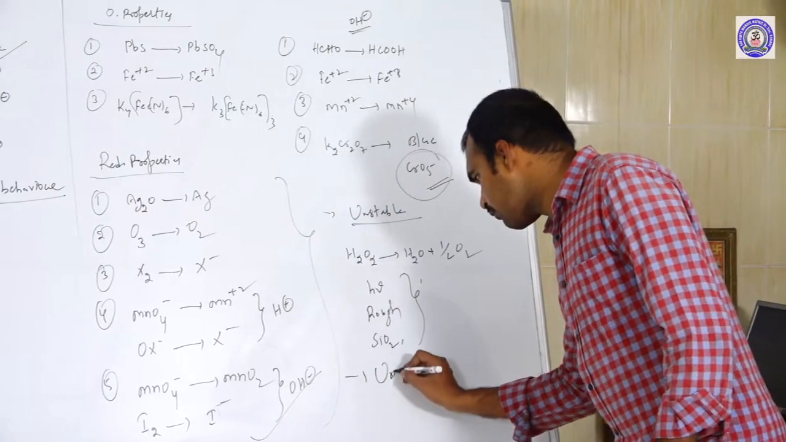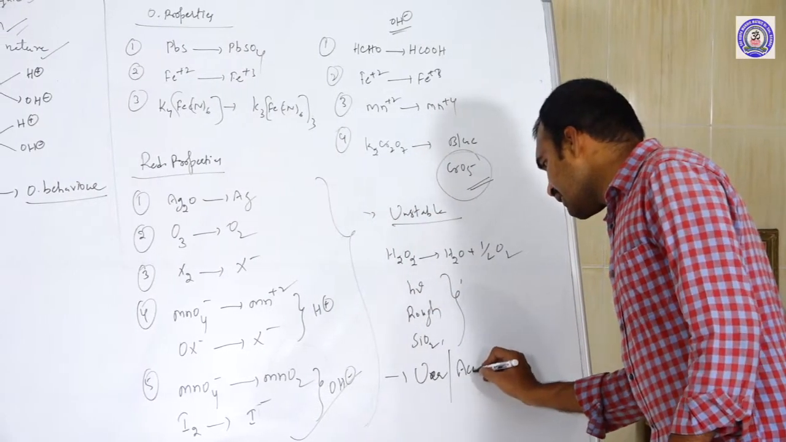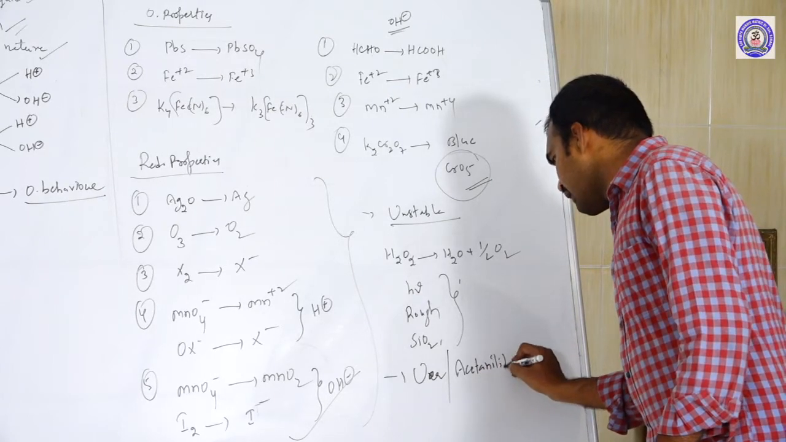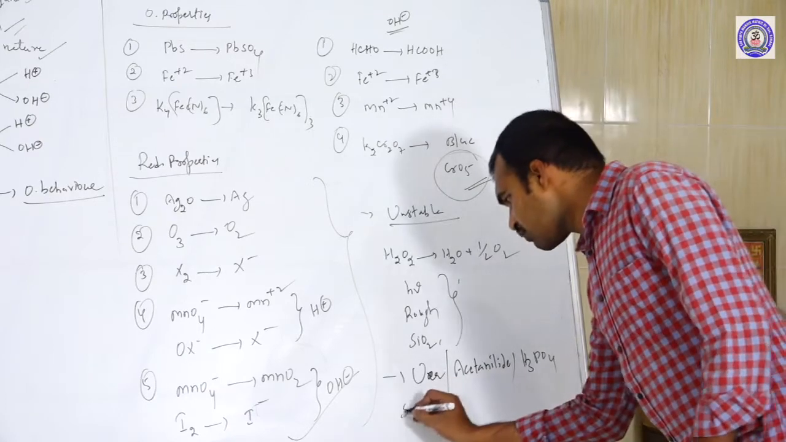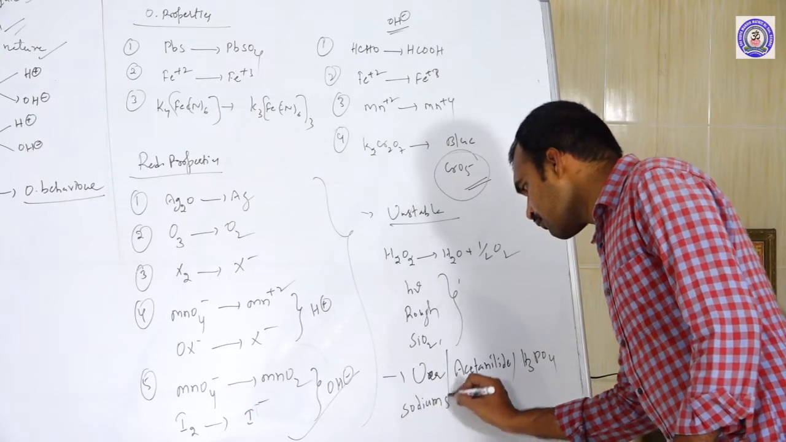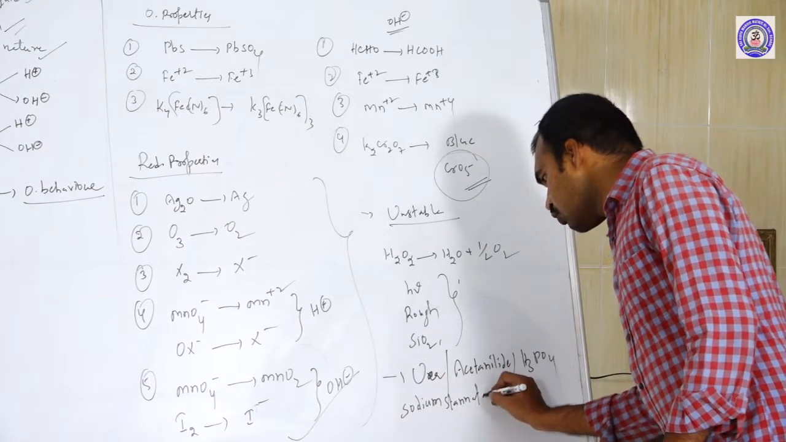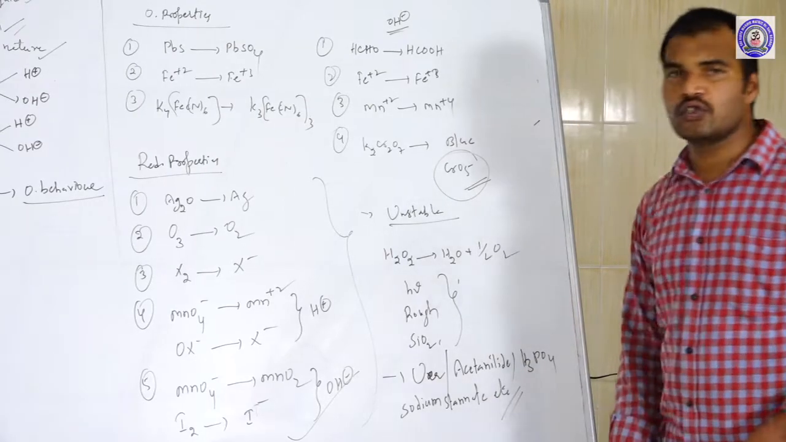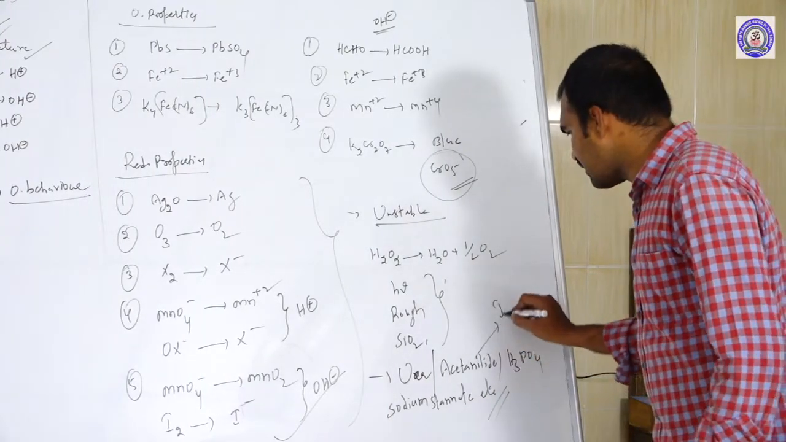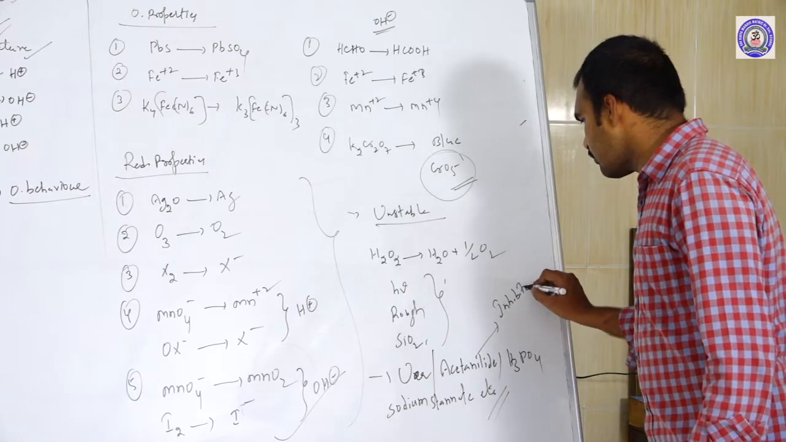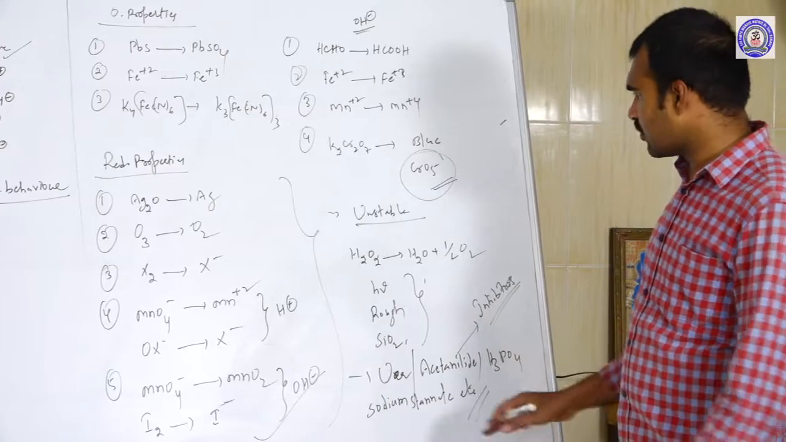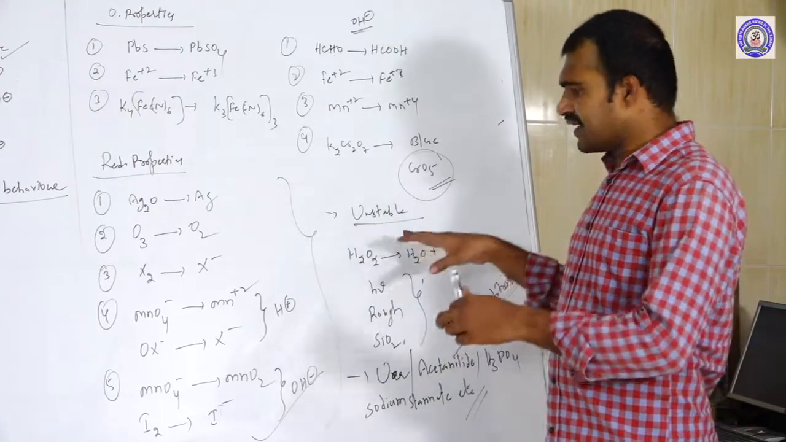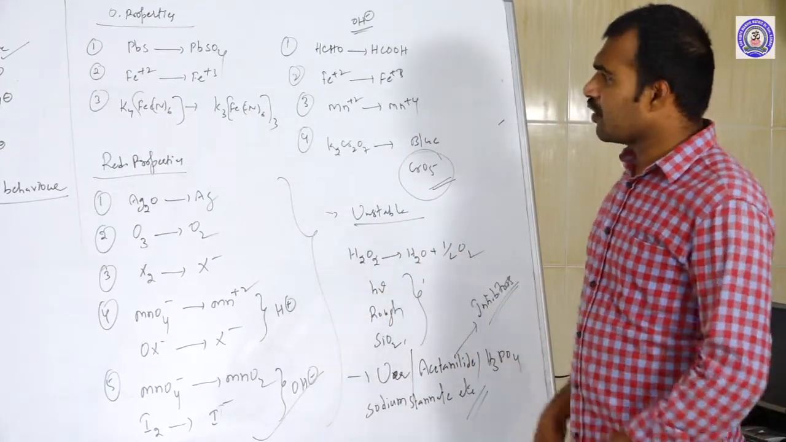That is urea, acetanilide, phosphoric acid, sodium stannate, etc. These all can be used as retarders or inhibitors. Okay, so this is about the stability, or the decomposition, of H2O2.